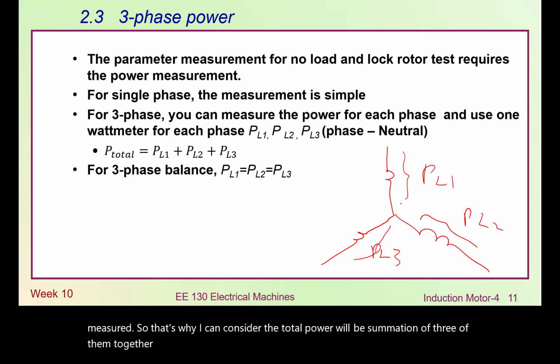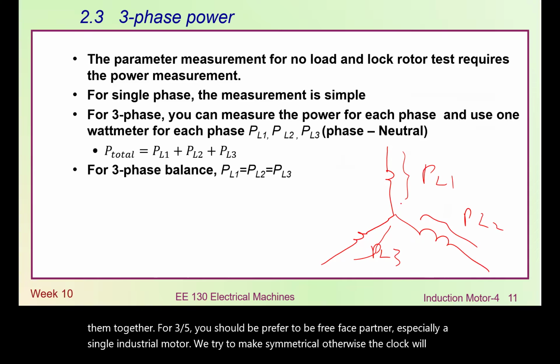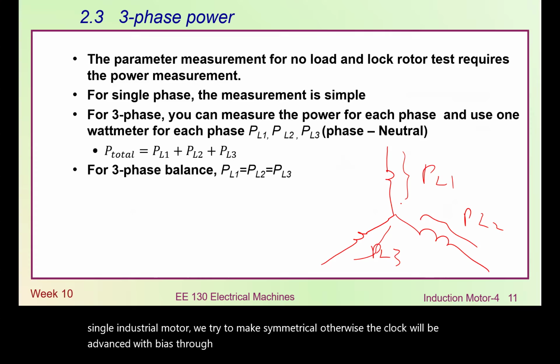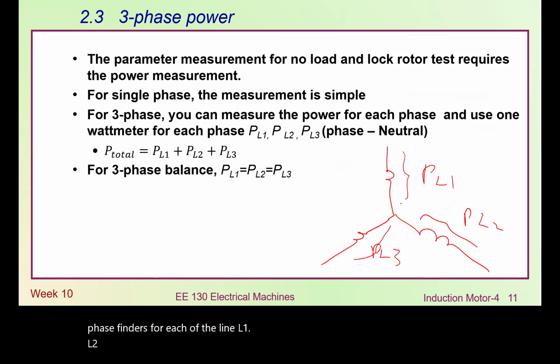For three-phase, usually we prefer it to be balanced, especially for a single induction motor. We try to make it symmetrical, otherwise the torque will be unbalanced with a bias to a certain angle. So we prefer three-phase balance for each of line L1, L2, L3. They should be equal to each other, and the power of each should be equal.